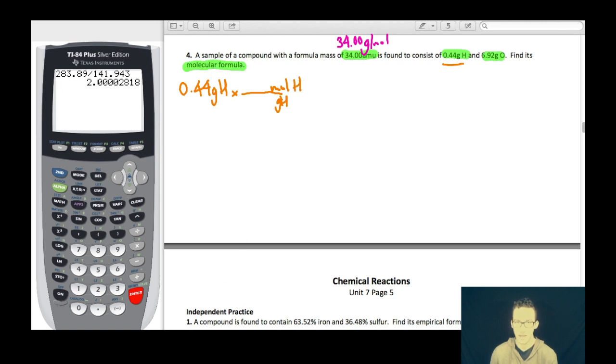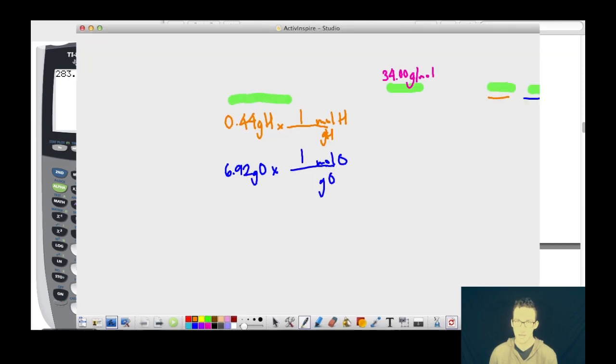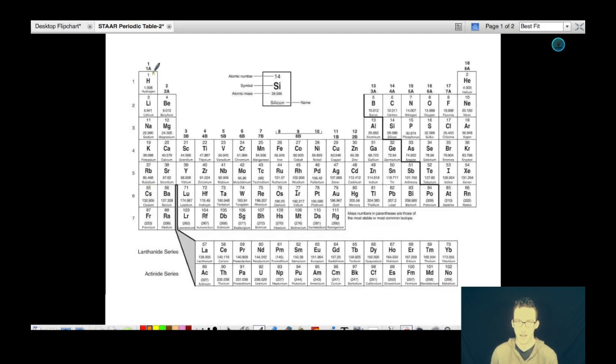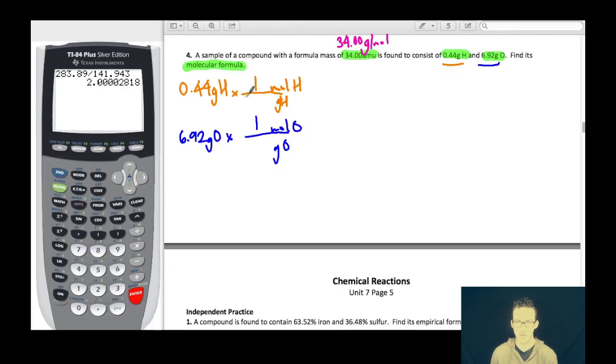I'm going to compare that to 6.92 grams of oxygen. And again, these values will come from the masses on the periodic table, which is always going to be the mass in 1 mole of that element. So if we take a quick look, hydrogen's molar mass is 1.008, oxygen's 15.999. We plug those values in, 1.008 and 15.999.